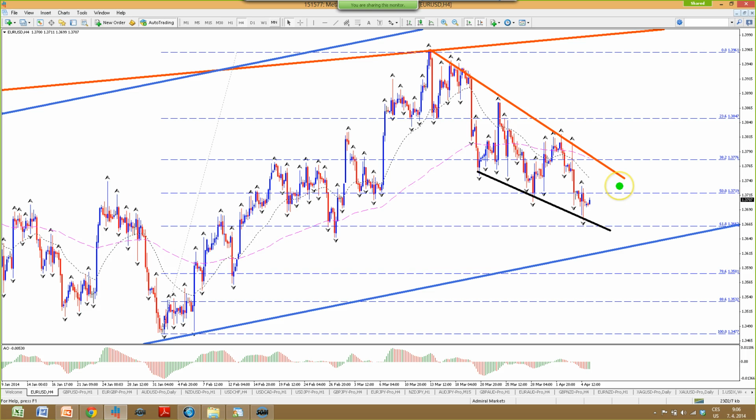But a break of those lines could indicate potentials. I would probably be a bit more careful and wait for more confirmation though, because those are big lines.